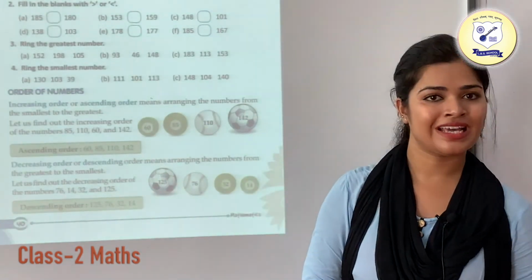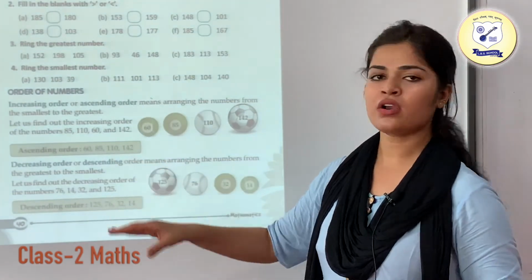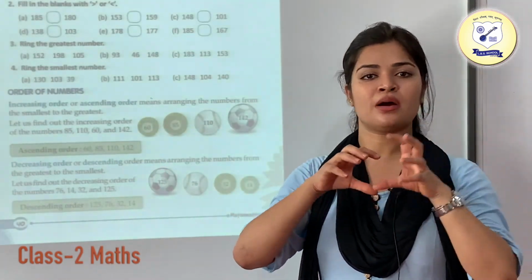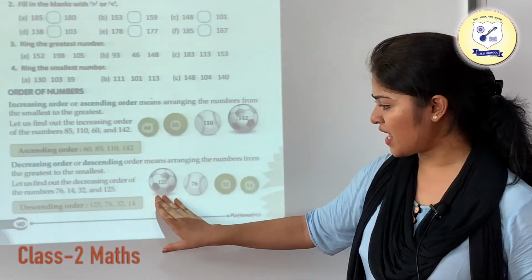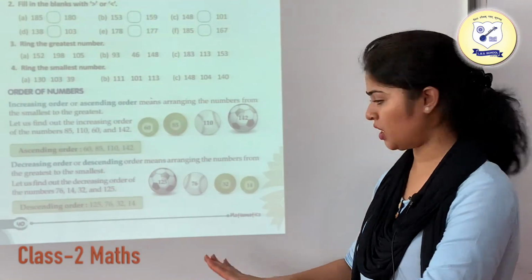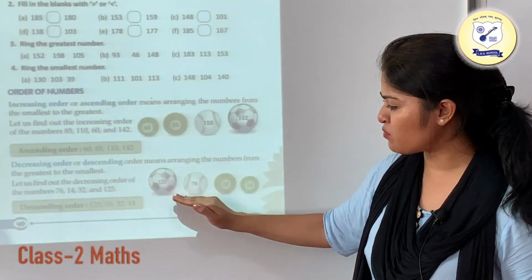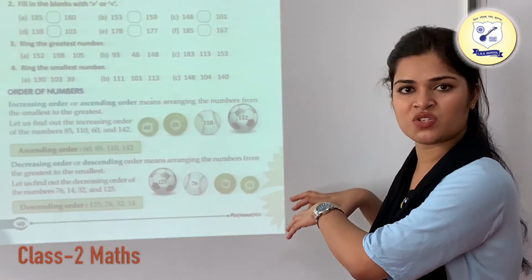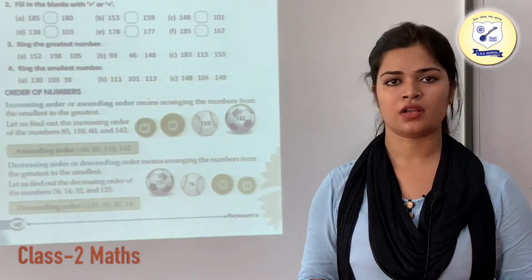The second one is decreasing order, which is also known as descending order. Decreasing order means we arrange the numbers in the sequence of bigger to smaller. Okay. So first of all we have 125, after that 76, after that 32, and then 14. So first we had the biggest, then smaller, and then the smallest one. So this is going to be your descending order, or the decreasing order of the numbers.